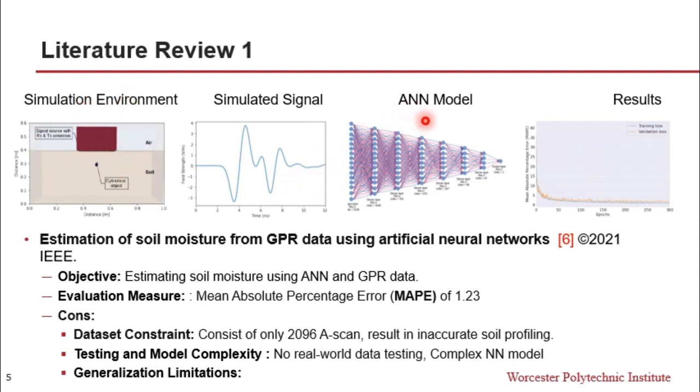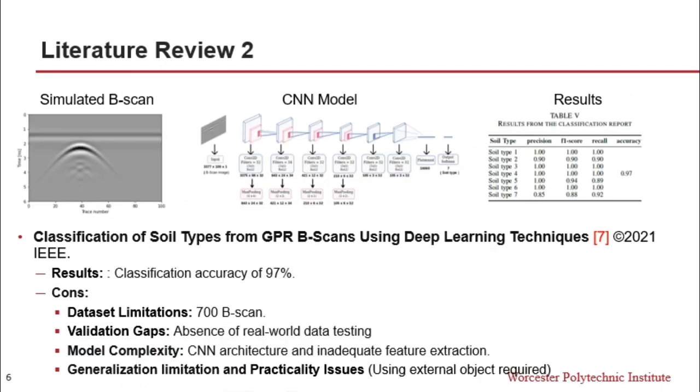Moreover, their artificial neural network consists of many neurons, and this is due to the fact that they use the actual raw signal, which has up to 3,000 variables, and this makes their model super complex. The last limitation in this project is that they have a small dataset, which consists of 2096 simulated A-scans, and this will result in inaccurate soil profiling, which can limit the generalization of their method.